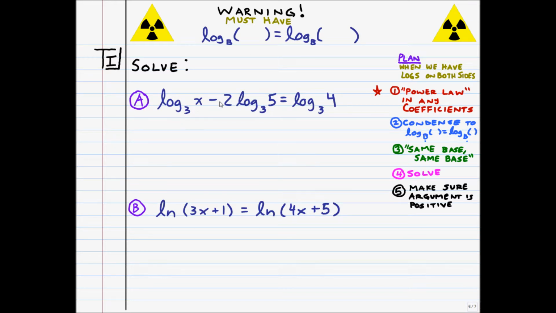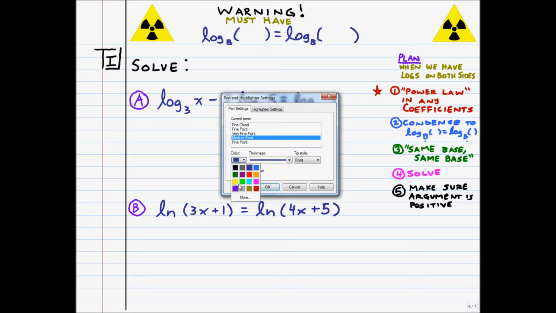First one is log base 3 of x minus 2 log base 3 of 5 equals log base 3 of 4. So a pretty involved equation. And the second one is ln of 3x plus 1 equals the ln of 4x plus 5. So there are 2 equations. If you could please pause for just a second. That would be excellent. We'll actually pause after I finish changing my colors here.